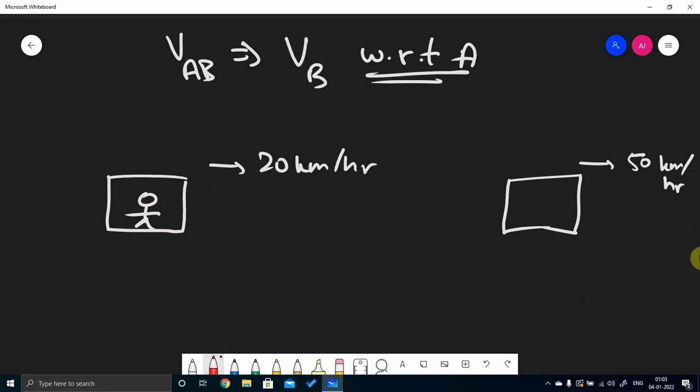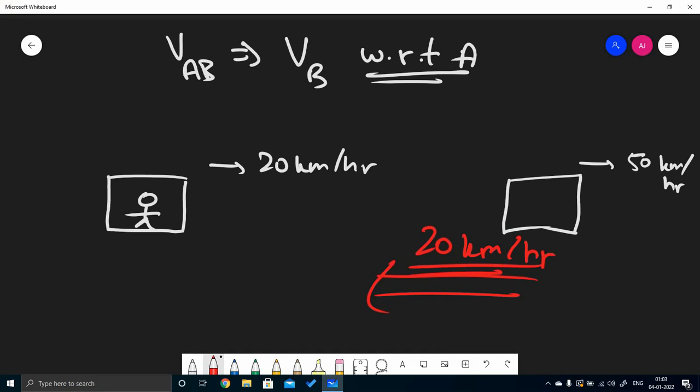What we can do, and you might have never heard of it, is give everything over here a velocity of 20 kilometers per hour backward. Now, why did I do 20 kilometers per hour backward? We know that A is moving with a velocity 20 kilometers per hour in the forward direction. If I want to stop this, how much velocity would I have to give to A, and in what direction, so that its net velocity becomes zero? Because I want it to be the frame of reference, and the frame of reference has zero velocity, right?